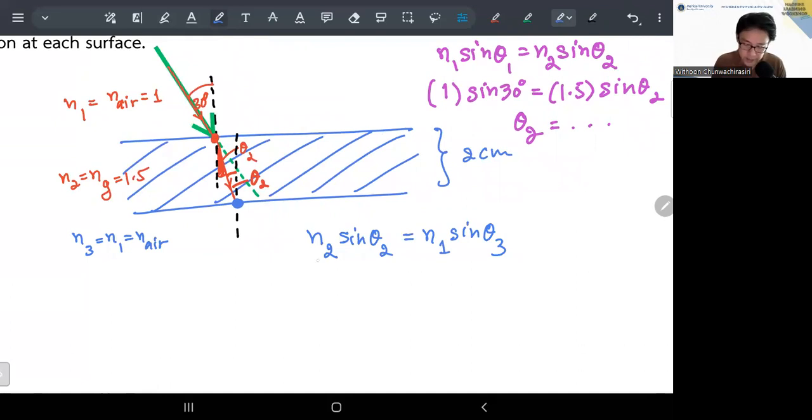And that's it. You just substitute in. n2 is 1.5 again. Sine theta 2, you got from the first half of the problem. n1 is 1 again. So from this equation, you will be able to figure out theta 3.